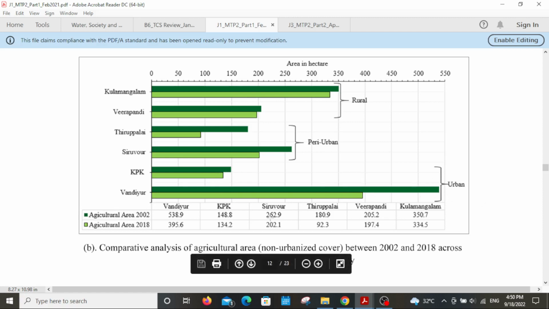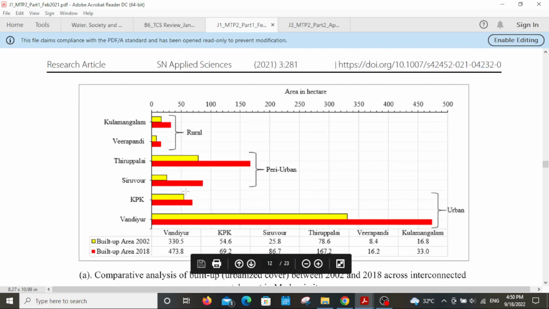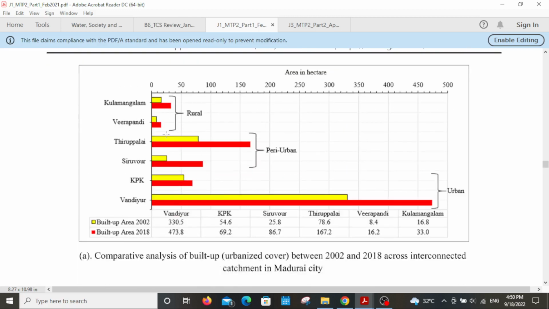So one thing is very common: agricultural land cover has decreased across this 16-year study period, while built-up land has increased across each study region. The increment is very significant in the peri-urban and urban regions, while not so significant in the rural region.